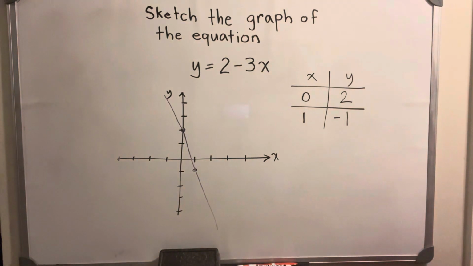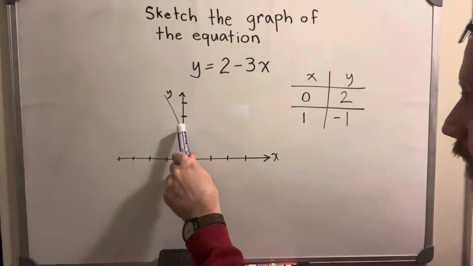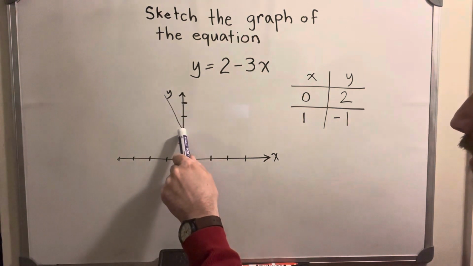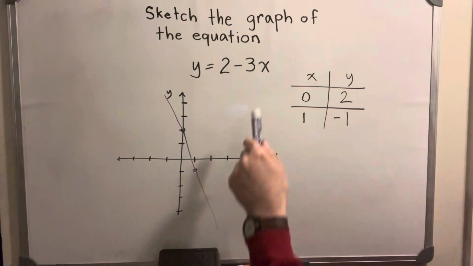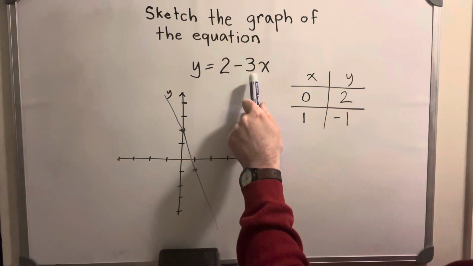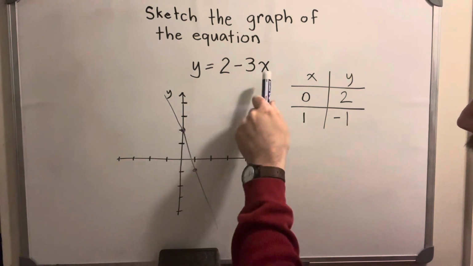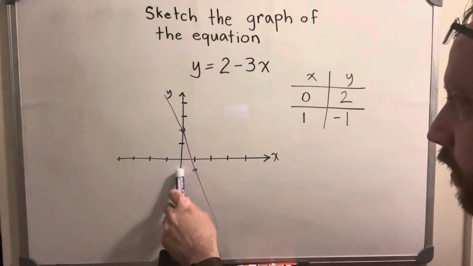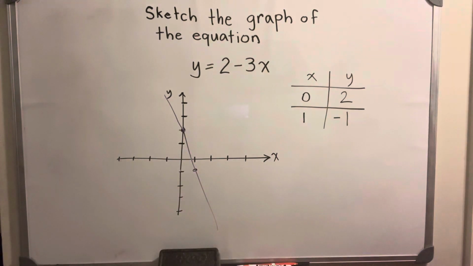So this is a graph of the equation y equals 2 minus 3x. What you can notice is the y-intercept is the 2. That's where it crosses the y-axis. And the slope, just a sneak peek, we'll talk a lot about slope in calculus. The slope is negative 3 because every time it goes forward 1, it goes down 1, 2, 3. So there's the sketch of the equation y equals 2 minus 3x.